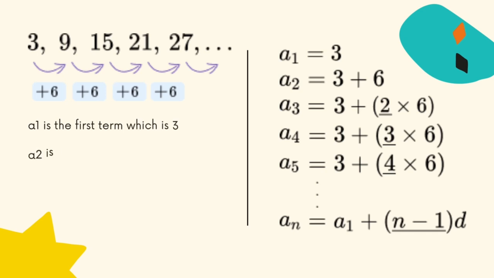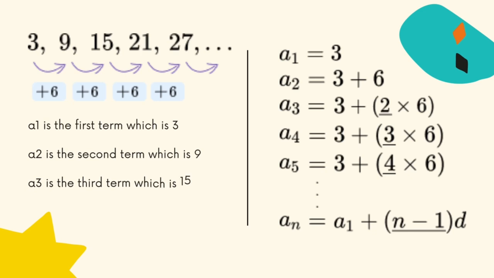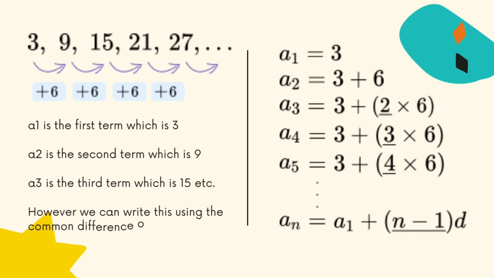So a_1 is the first term, which is 3. And a_2 is the second term, which is 9. And a_3 is the third term, which is 15. However, we can write this using the common difference of 6. The first term is 3, and the second term will be 3 plus the common difference, which is 6.